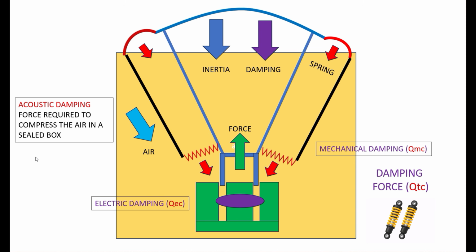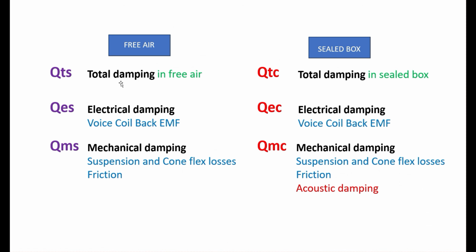When the air is trapped in a sealed box, there's a certain level of compression, as we talked about before, and it acts like an air spring, right? And the amount of air spring is determined by the size of the box. But when you look at free air, we have the electrical damping, the back EMF, and on the mechanical side we have the suspension and cone flex losses and the friction, to give us a total QTS.